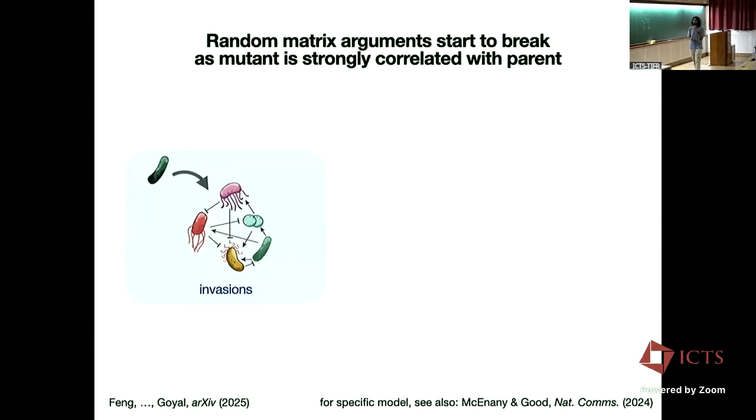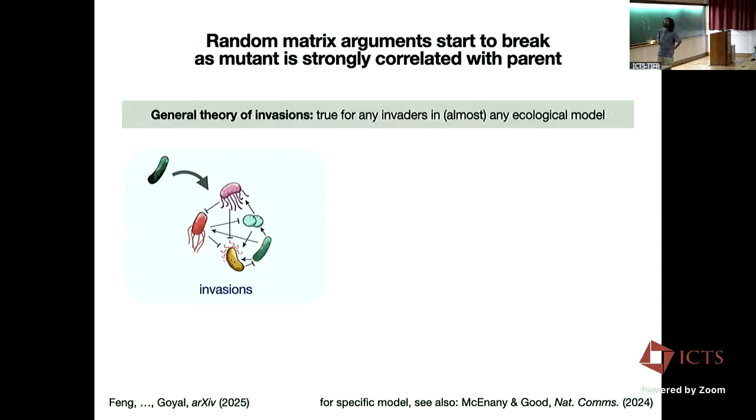Just to give you a taste of this, not that I have too much time to go into it in detail: the random matrix arguments or the central limit theorem arguments that I was talking about start to break as soon as you have a mutant that is strongly correlated with the parent. Essentially in your random matrix, you have 2 rows that are very, very correlated. And so when you think about this process of a correlated invader coming in and invading the community, you now have to come up with a general theory of invasions, one that can incorporate not just invaders that come from outside of the community, but ones that come from inside the community.